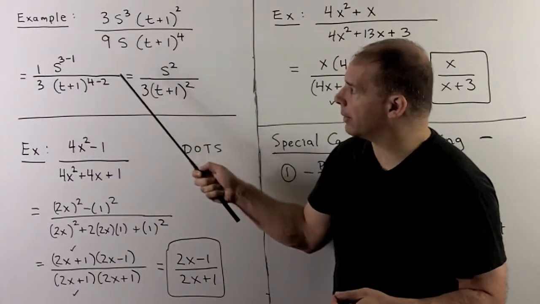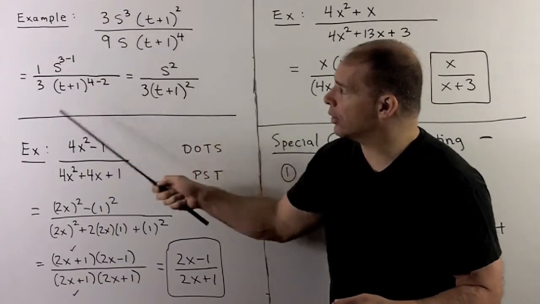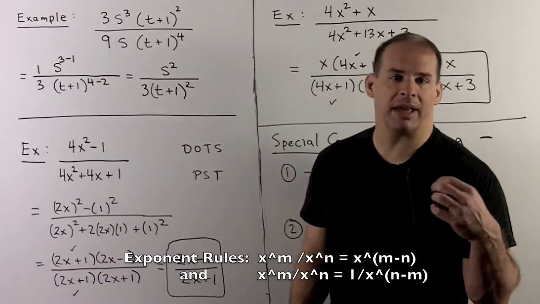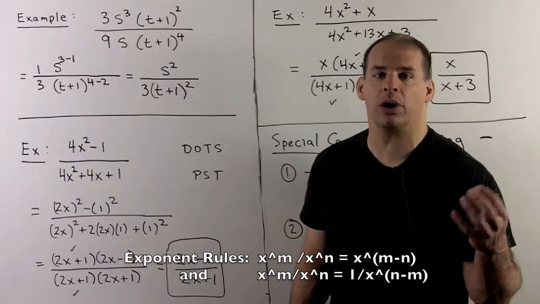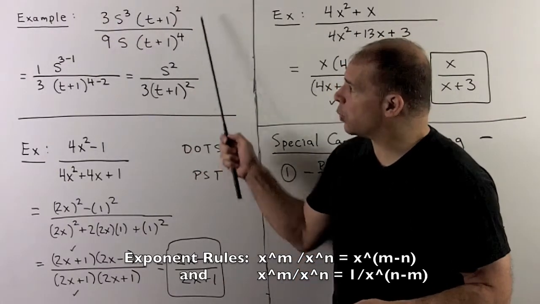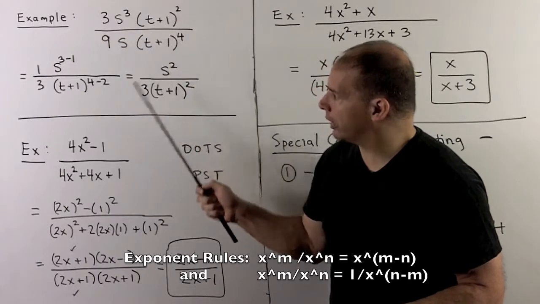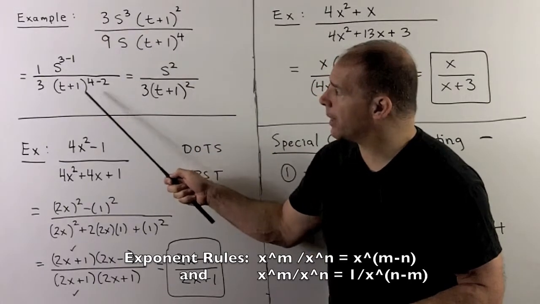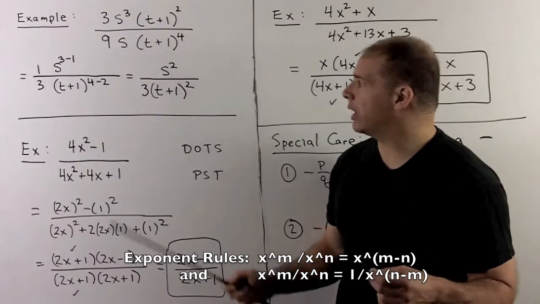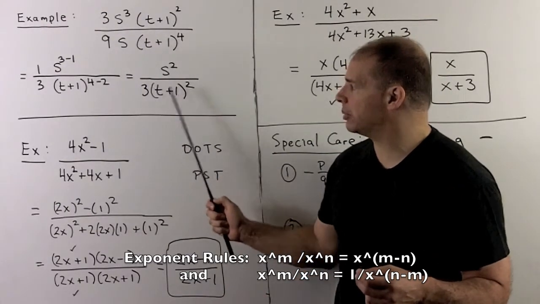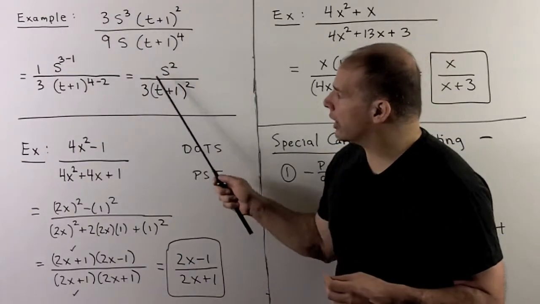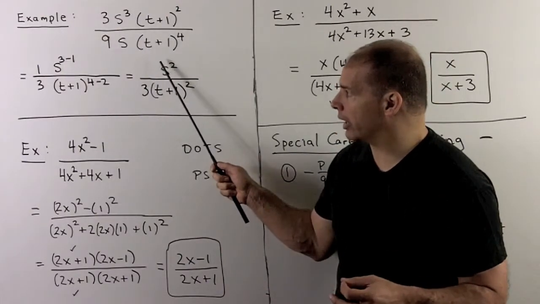So for this problem, first step, 3 over 9 goes to 1 over 3. S cubed over s. Applying the exponent rule, that's s to the 3 minus 1, or s squared. For the t plus 1 terms, what are we going to do? Put this in the denominator with t plus 1 raised to the 4 minus 2. So that leaves me with s squared over 3 times t plus 1 squared. Common error, don't let this 3 travel up into the numerator.